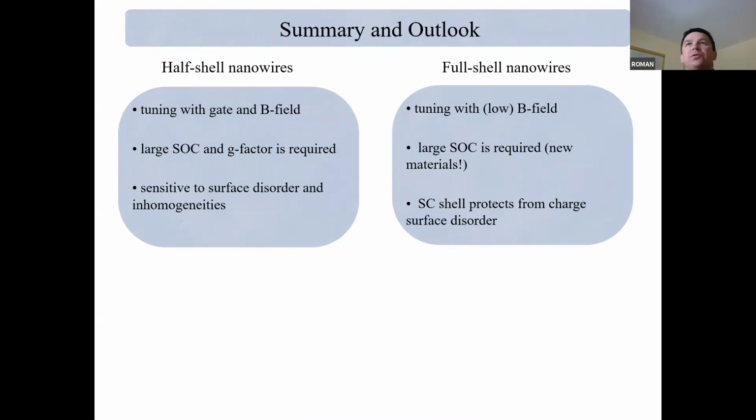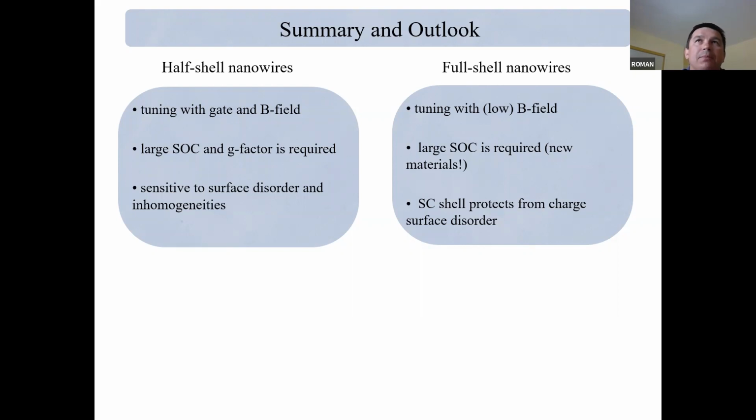So that brings me to the summary. I talked today about half-shell nanowires and also a new system, full-shell nanowires. So, how do we compare those two? Here's a summary. Tuning with a gate and B field is required for half-shell wires. The gate would not do much for full-shell because there is a superconductor that screens. So we can only have tuning with B field. However, the necessary values for the B field are much smaller than in the case of half-shell wires.